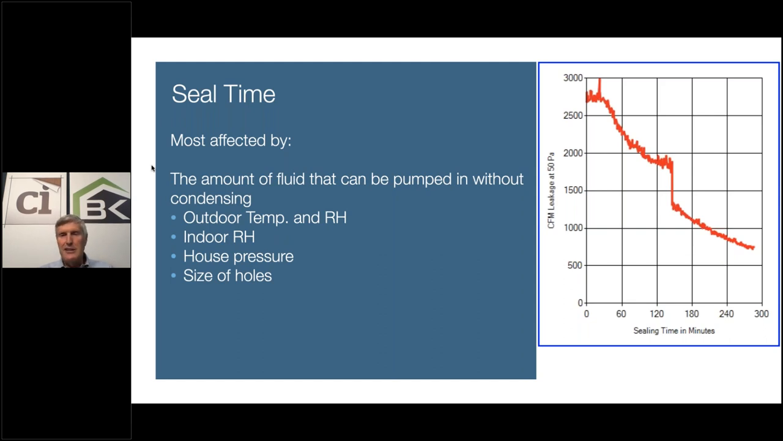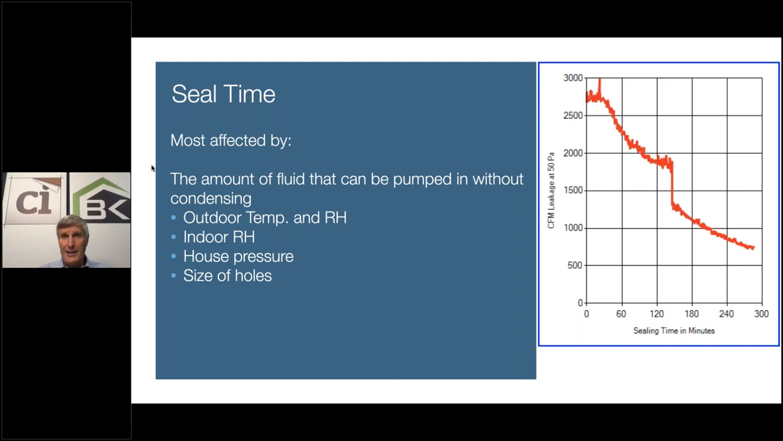So the seal time is impacted by your local weather, your local climate. Oddly enough, interestingly enough, if you're in a dry climate, that means we can pump more sealant into the house and the seal time actually goes quicker. It's the more humid climates that we have to carefully control temperatures. So we bump up the temperature inside the house by adding heat that allows us to put more sealant into the house. So all of that is adjustable.